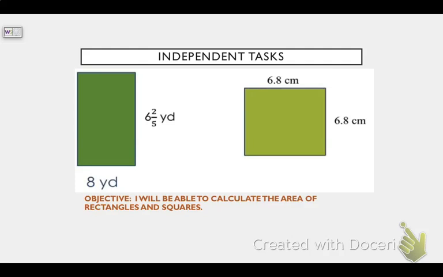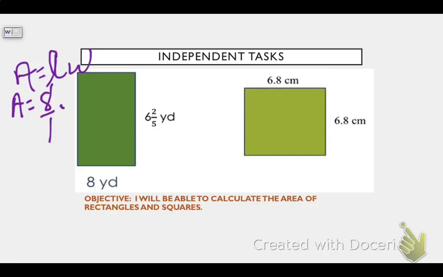Okay, ladies and gentlemen, I'm back and here we go. We got to get the pen ready, and now we're going to start with this one over here. So we got area equals length times width. Remember, our objective is always to find the area of the rectangle and/or square. And so we have area equals 8/1 times 6 2/5.